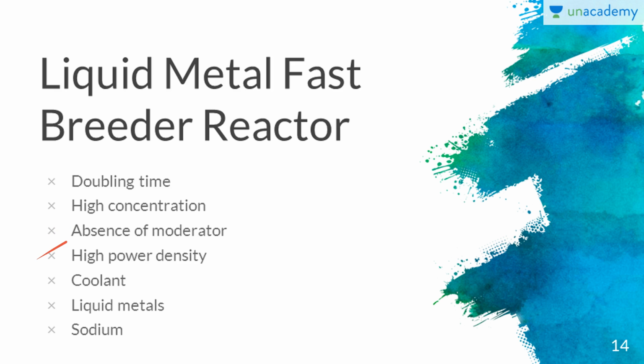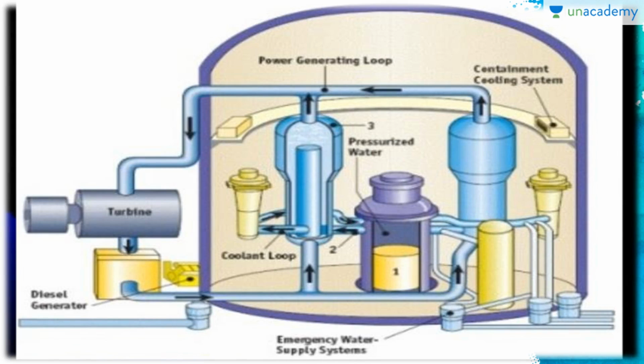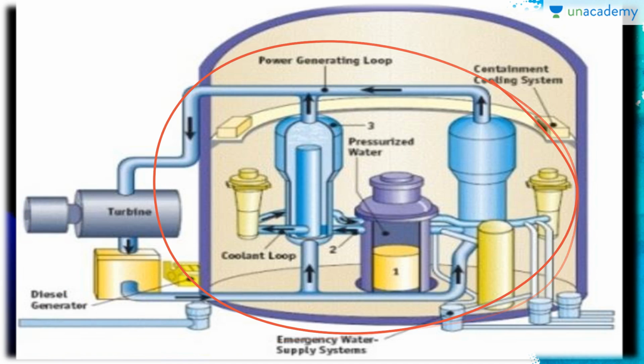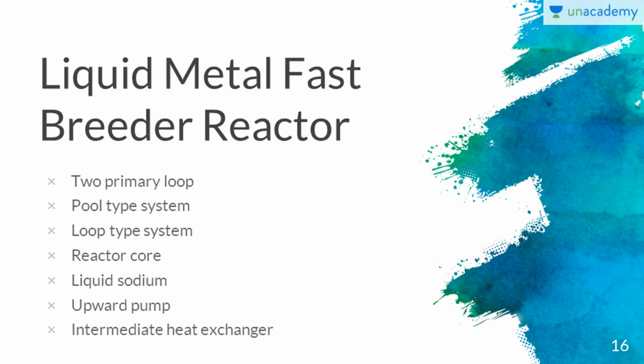This rules out water, and the best coolants for fast reactors are liquid metals such as sodium. Liquid metals have the additional advantage that their boiling points at atmospheric pressure are very high, so that most of them can be used unpressurized in the reactor. Sodium is the most commonly used coolant for fast reactors. So you can see the liquid metal fast breeder reactor over here. You can see the various apparatus which are used in this breeder reactor.